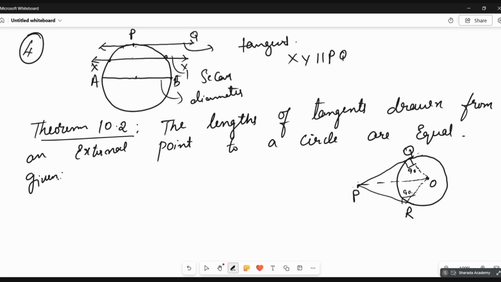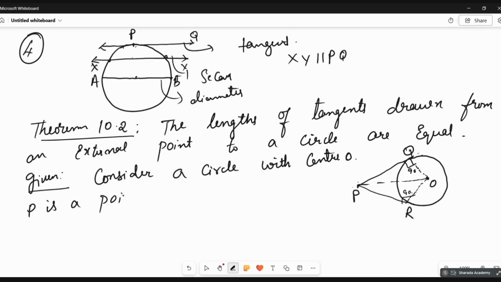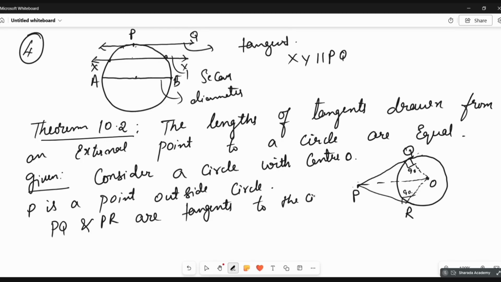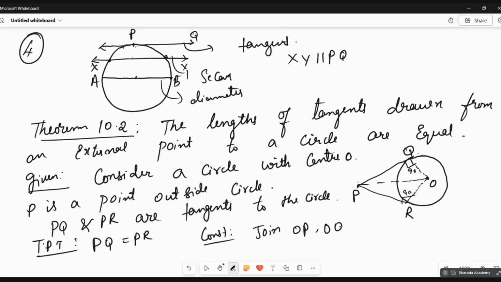So given, consider a circle with center O. P is a point outside the circle. PQ and PR are tangents to the circle. So to prove that PQ is equal to PR. Construction means join OP, OQ and OR.